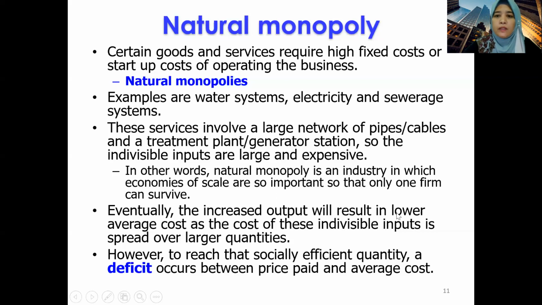Eventually, the increased output will result in lower average costs as the cost of these indivisible inputs is spread over larger quantities. And like I said before, if you can imagine the diagram of economies of scale, as the quantity increases, the cost will go down. However, to reach that socially efficient quantity, there is a deficit. Like I said just now, the initial cost is so high that there is a gap between the cost and the returns from the product. So the firm needs to be financially sound to be able to absorb the deficit, to pay for the deficit between the price paid and the average cost.